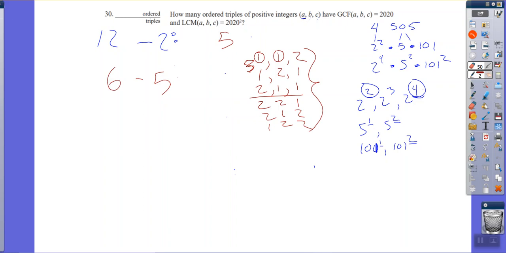Well, we're going to have the same scenario for the factors of 101. So we have 6 different ways to organize the factors of 101 for my A, my B, and my C values. Well, now all I have to do is multiply them together. So 12 possibilities times 6 possibilities times 6 possibilities is a total of 432 ways, or in this case, numbers, or ordered rows. That wasn't so bad.